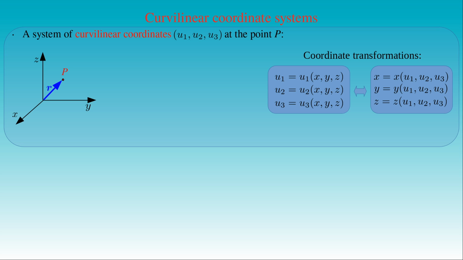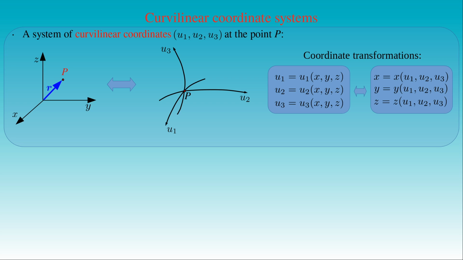We can draw the coordinate lines through the point P, for which one of the curvilinear coordinates is running over its domain, while the other two coordinates have fixed values, given in the point P. As opposed to the Cartesian coordinates, these coordinate lines are not necessarily straight lines and not even mutually orthogonal to each other in the point P. The Cartesian coordinates are regular in the sense that the coordinate lines are the x, y and z axes, which are perpendicular to each other.